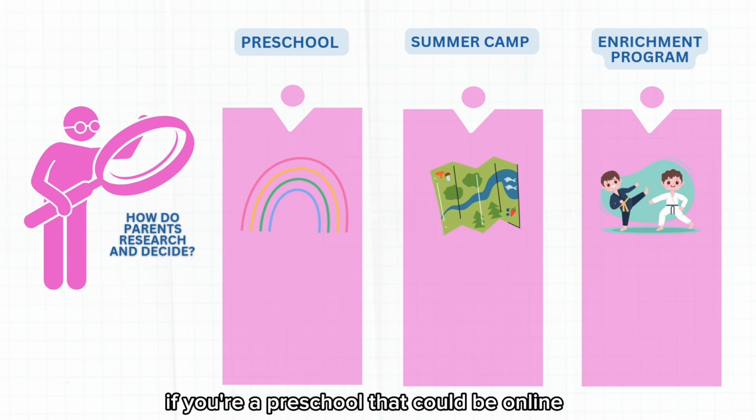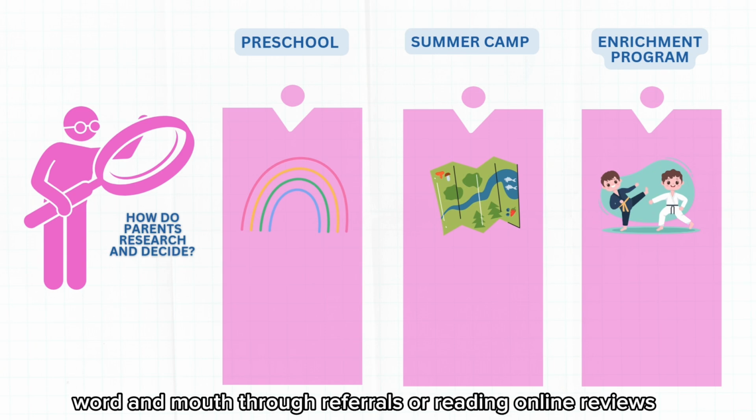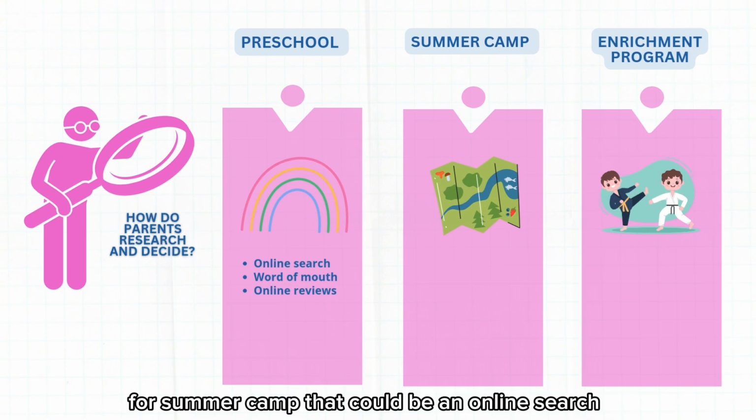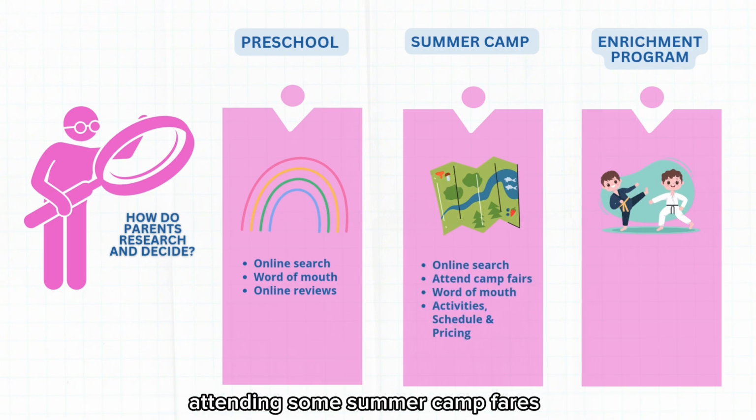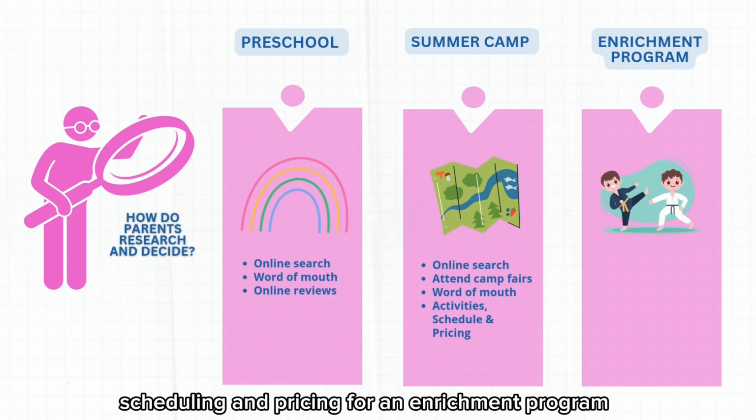If you're a preschool, that could be online, word of mouth through referrals, or reading online reviews. For a summer camp, that could be an online search, attending some summer camp fairs, word of mouth, or based on different activities offered, scheduling, and pricing.